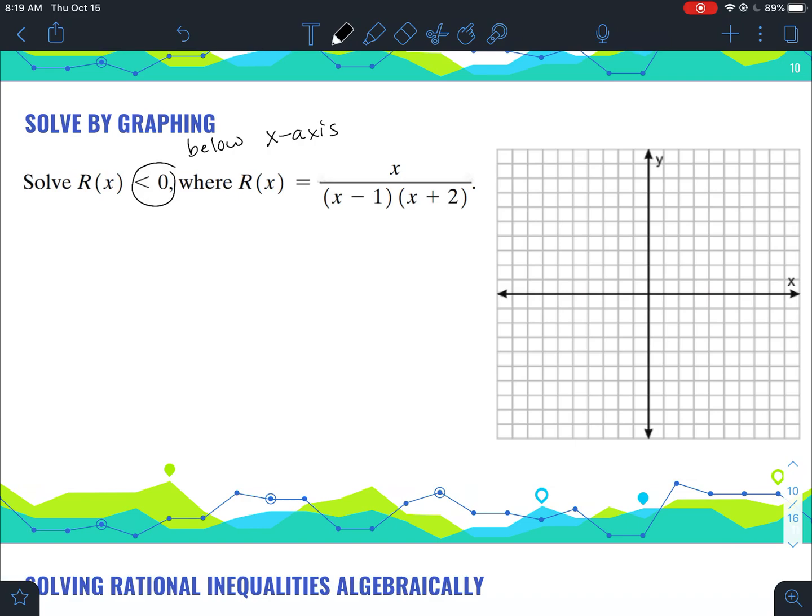All right, well, I know that this is going to have vertical asymptotes at 1 and -2, because that's what makes the denominator 0, and they're not holes. So 1 and -2. I know that x equals 0, so it's going to have an x-intercept or a 0 at x equals 0, because that's what makes the numerator 0. And then if I multiplied it out, I'd get an x over an x squared, so the denominator wins. So I'm going to have a horizontal asymptote at y equals 0.